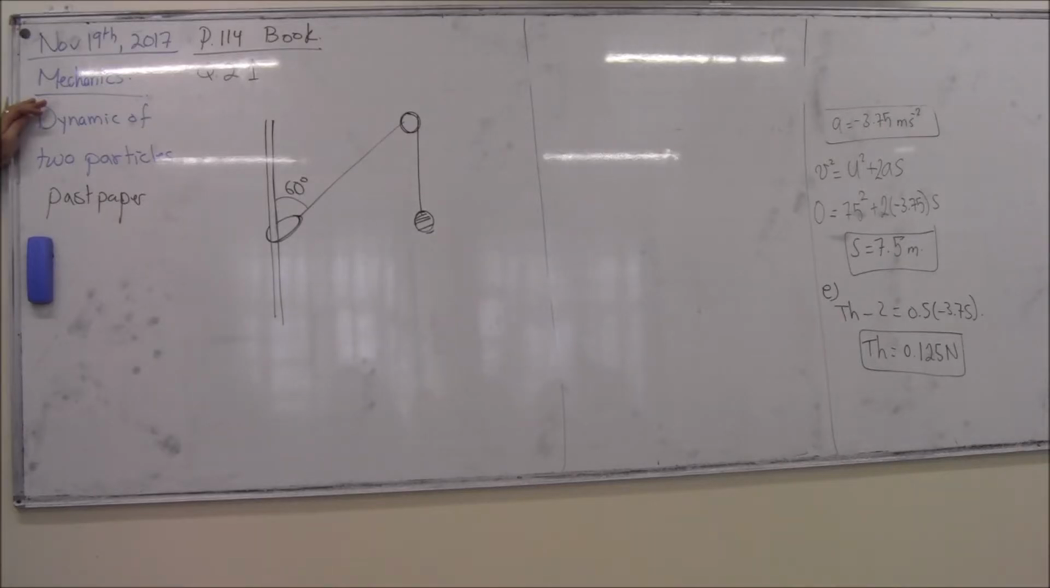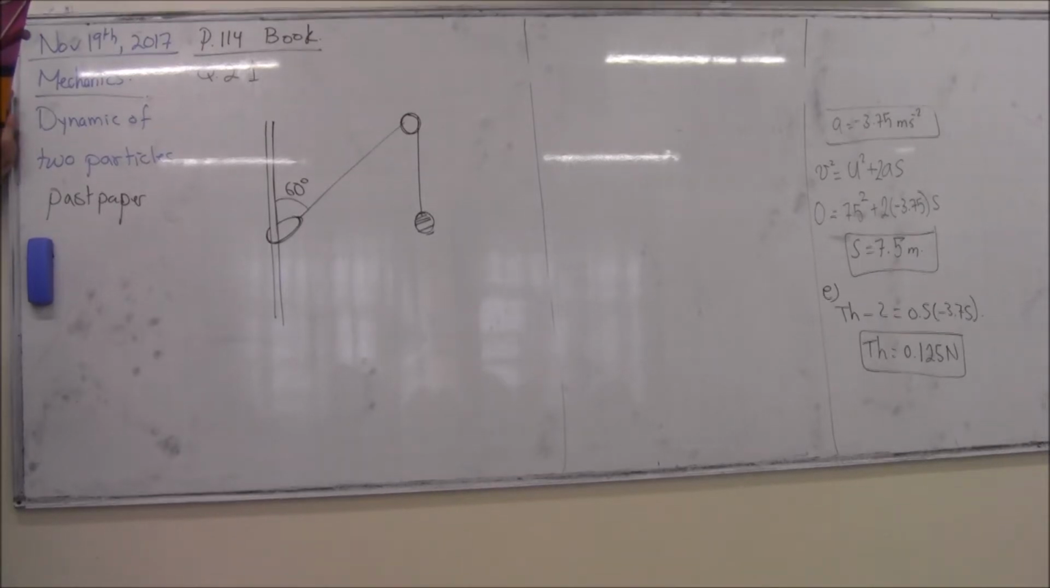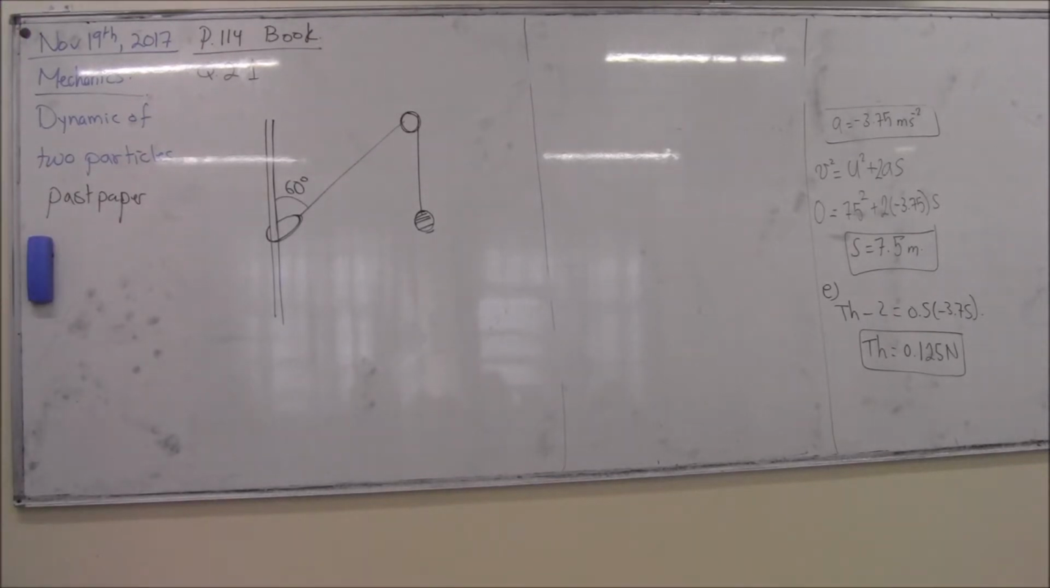A light inextensible string passes over a smooth peg, and is attached at one end to a particle of mass m kilograms, and at the other end to a ring also of mass m kilograms. The ring is threaded on a rough vertical wire as shown in the diagram. The system is in limiting equilibrium with the part of the string between the ring and the peg making an angle of 60 degrees with the vertical wire. Calculate the frictional force between the ring and wire, giving your answer to 3 significant figures.